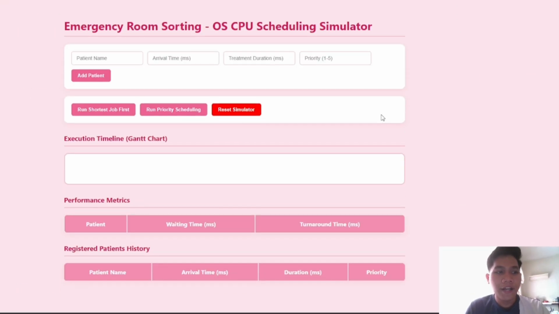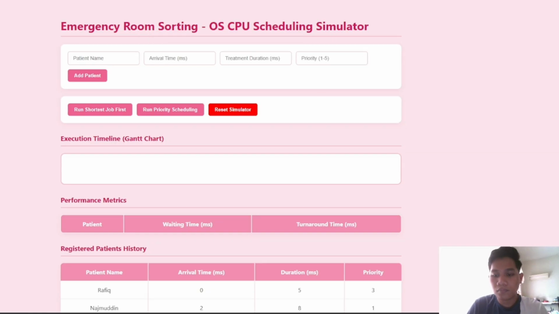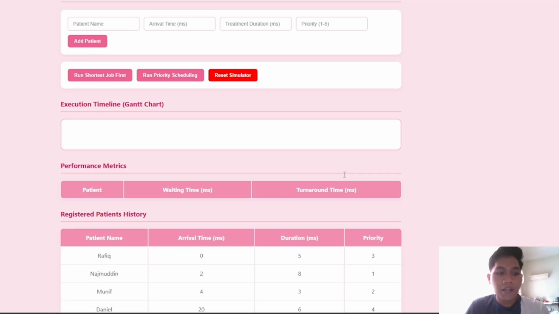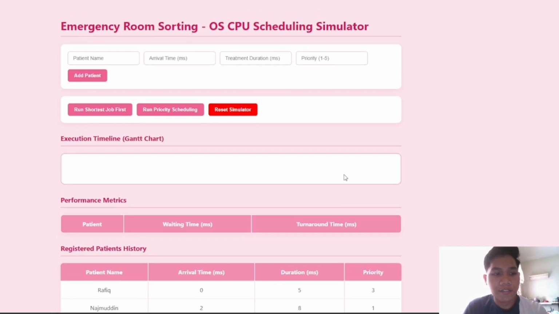I'm Rafiq, and I'm going to run our master test dataset live to show how our interface responds to these non-preemptive scheduling algorithms. Let's add our 4 team members as patients to the triage system. Now that we are all registered in the history log at the bottom, let's watch how the scheduling order changes.